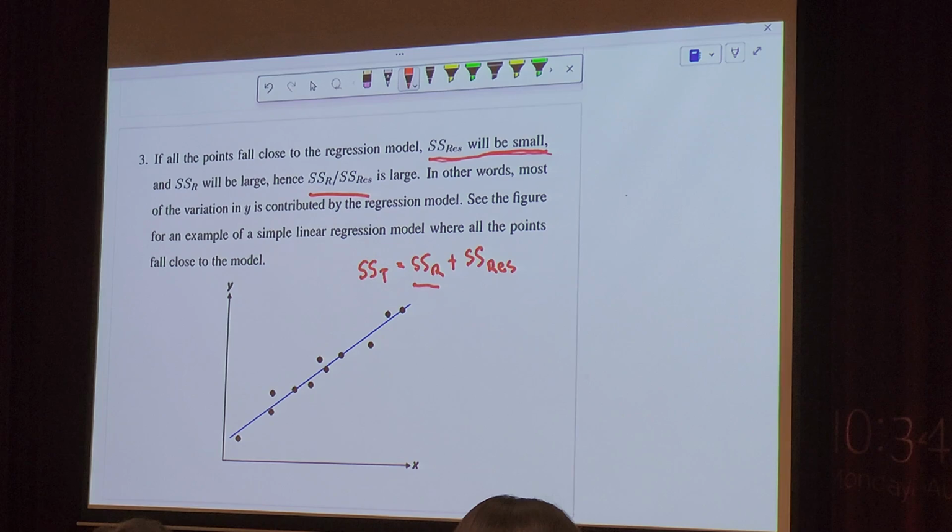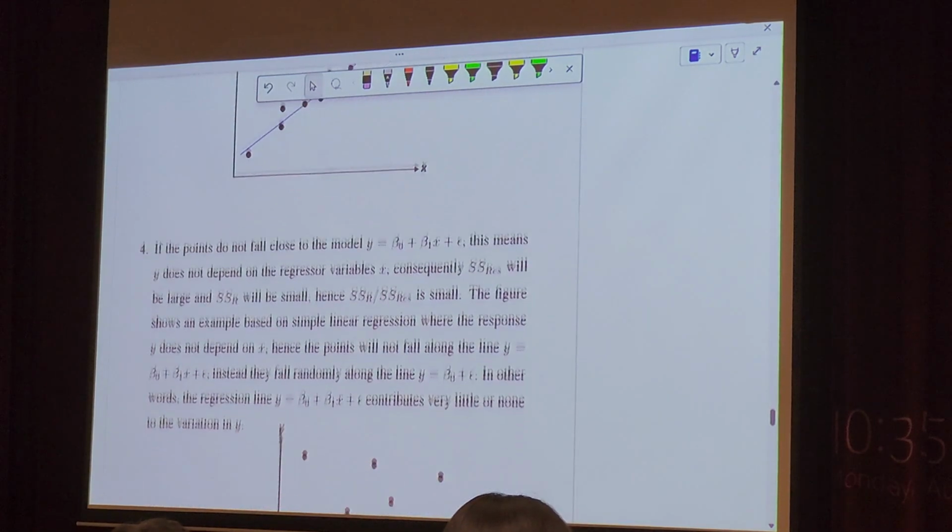Or you can also interpret this as the variation in y, most of it, I think the key word is here, most of it, is contributed by the regression line. So why y varies? Because there is a strong relationship with x. That's why there's a variation in y. And because of that, the sum of square residue is small, and you have a large SSR. So that's how you can interpret this line. Let's move on to another case.